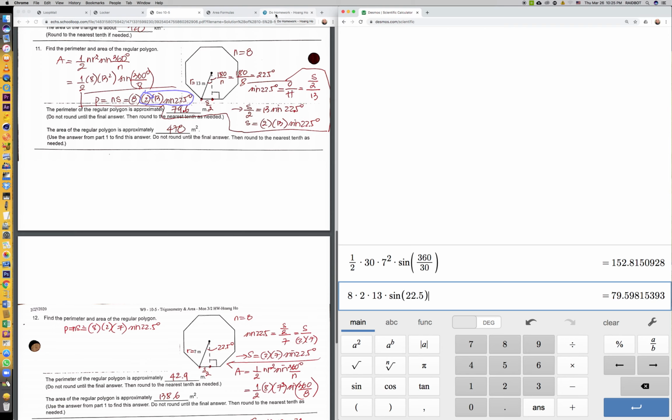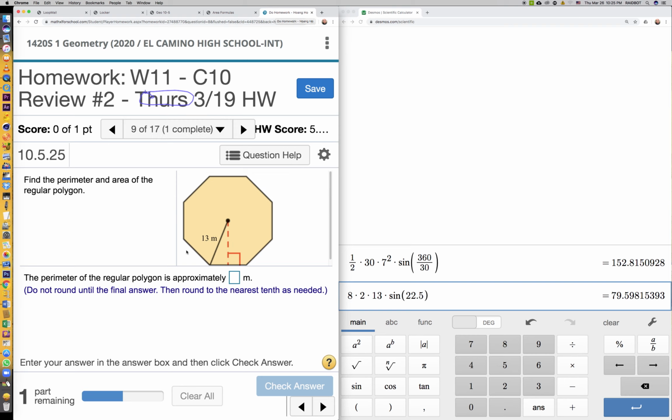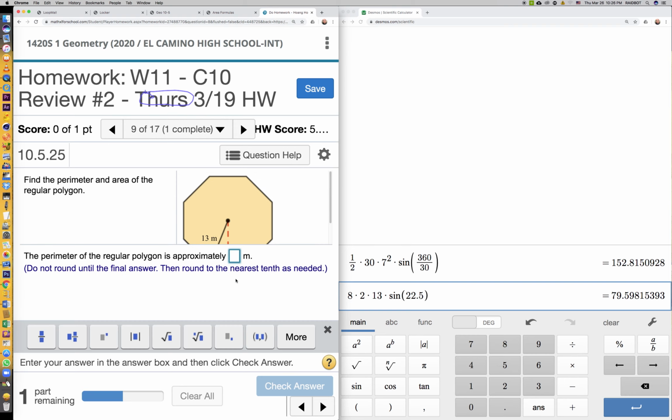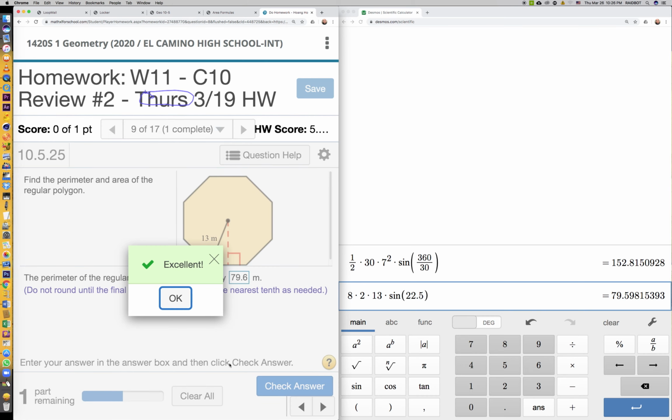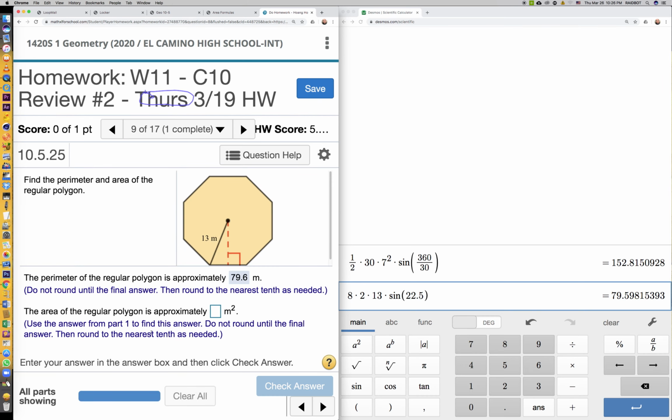So now go back to the problem over here. Oh, they also give you 13. Perfect. So the answer is exactly the same. So it would be 79.6. All right. So we find the answer for the perimeter.